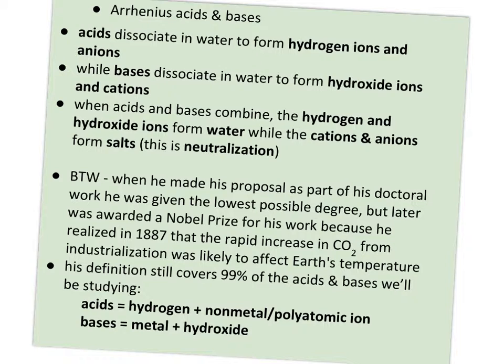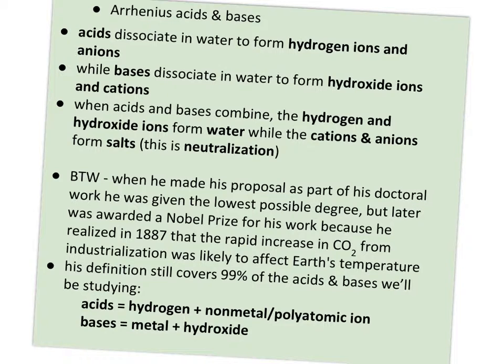By the way, just an interesting side point, when Arrhenius made his proposal as part of his doctoral work, he was given the lowest possible degree, but he was later awarded a Nobel Prize for his work because he realized back in 1887 that the rapid increase in CO2 from industrialization, all the coal burning plants and stuff, was likely to affect Earth's temperature. And now here we are, almost 150 years later, still debating whether or not that's actually true. His definition, by the way, still covers 99% of the acids and bases we'll be studying.